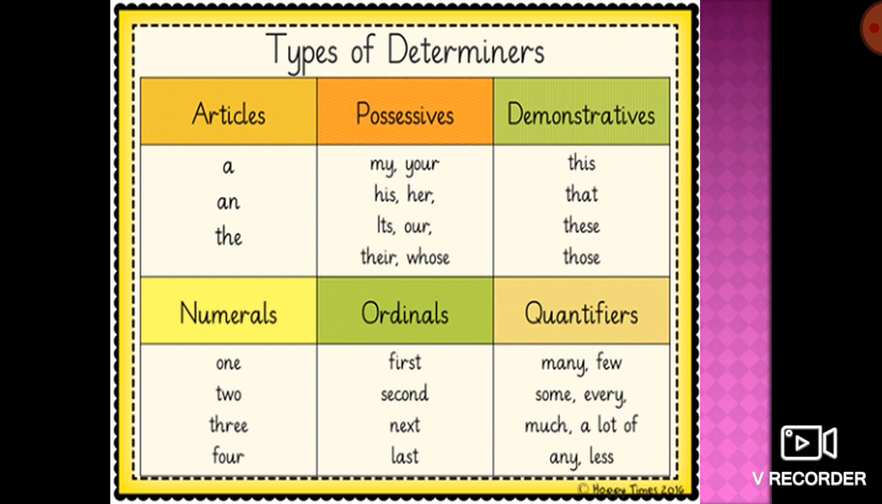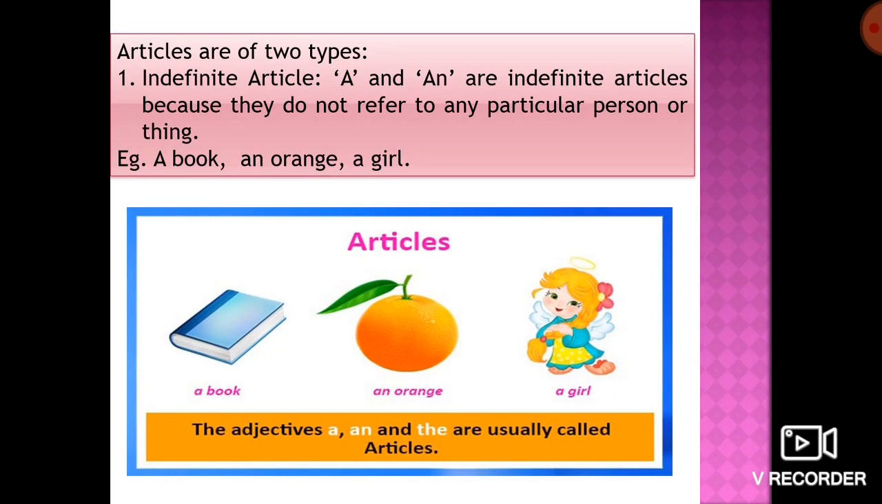Number 4 is numerals like 1, 2, 3, 4. Fifth is ordinals like first, second, next, last. And last is quantifiers like many, few, some, every, much, a lot of, any, less. Now in this lecture we will deal with articles. Students, let's talk about articles.